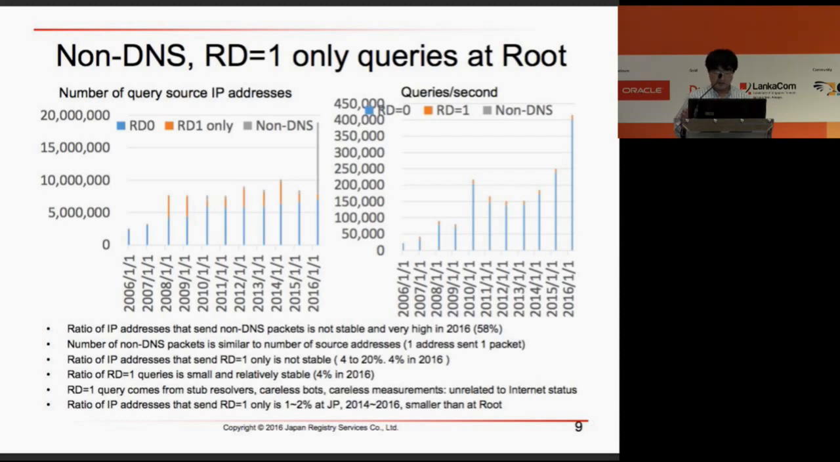And the right graph shows queries per second data. The ratio of RD1 queries is small and relatively stable, 4% in 2016. RD set queries come from stub resolvers, careless bots, careless measurements, unrelated to internet status. The ratio of IP addresses that send RD set only is 1 or 2% in the JP dataset, smaller than root.